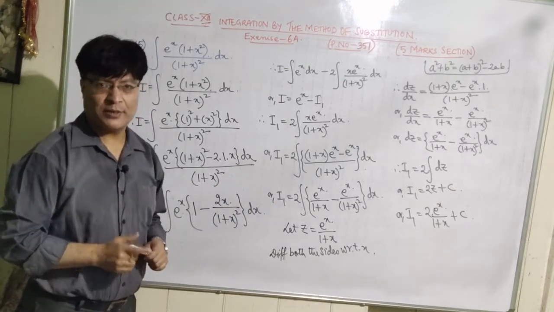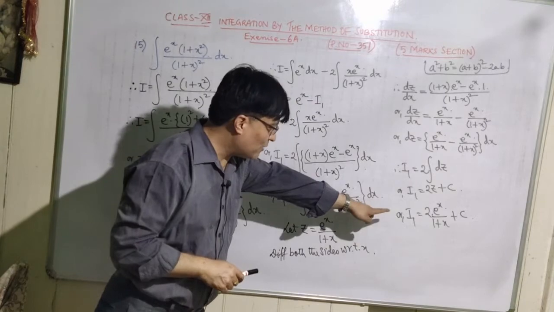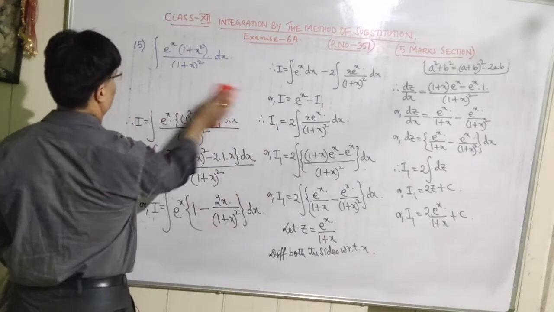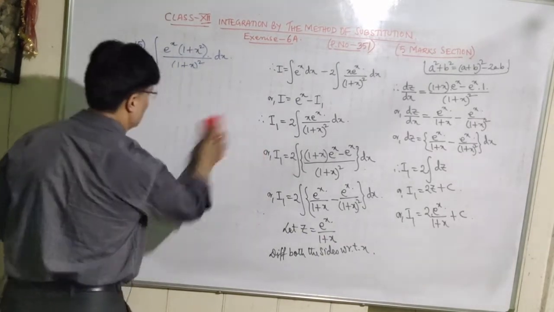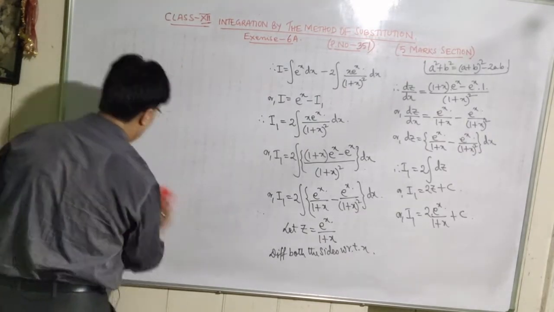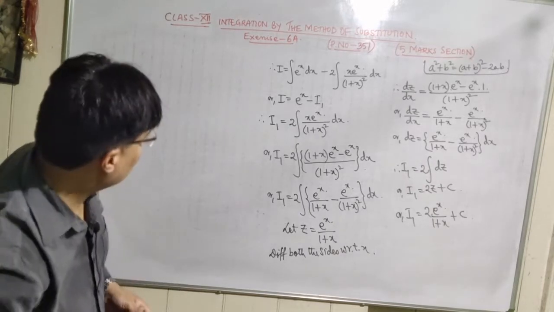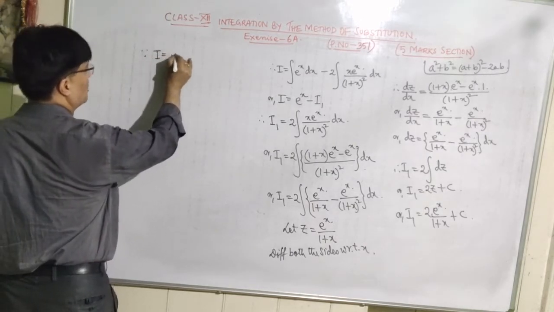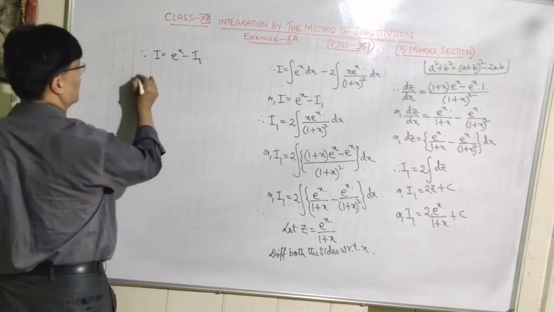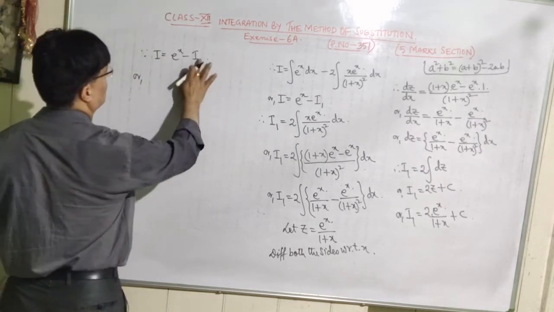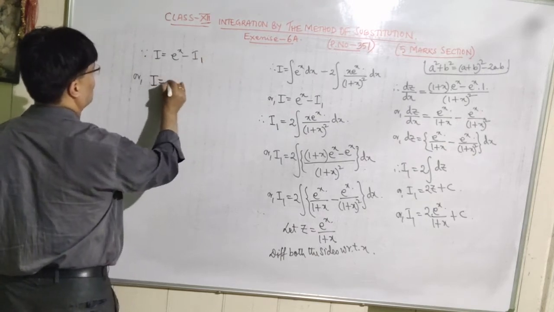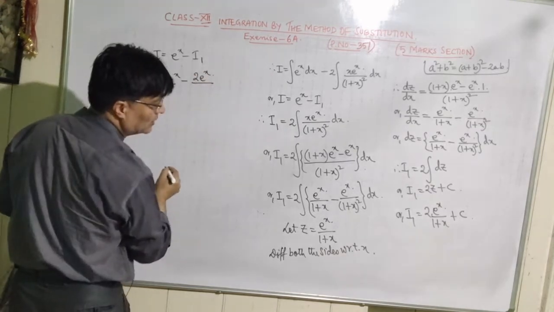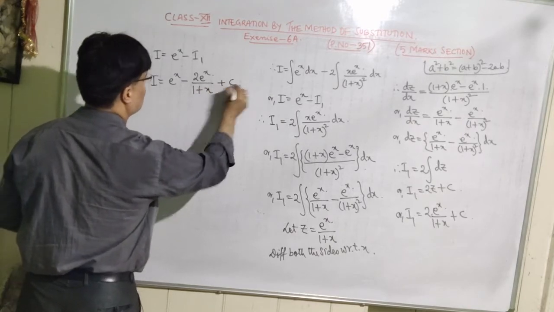But this is not the answer. You have to get the value for I. So you have to put the value of I1 in I. Okay, so let us put this value of I1 in I. Since I is equal to e to the power x minus I1, now this is your I1, so I is equal to e to the power x minus, what is I1? 2 e to the power x divided by 1 plus x plus c.